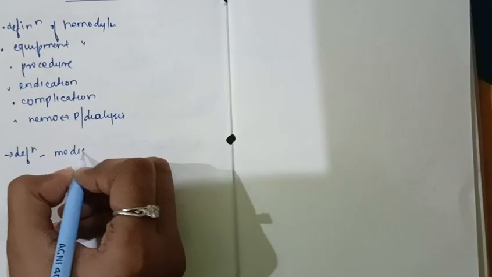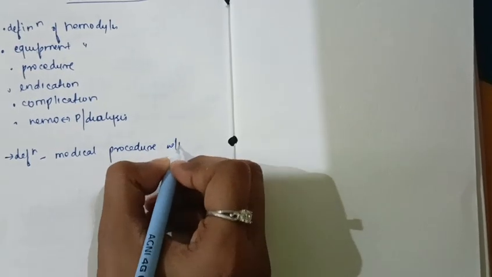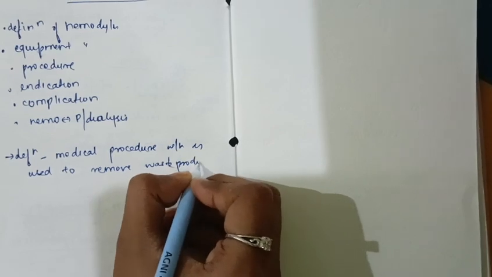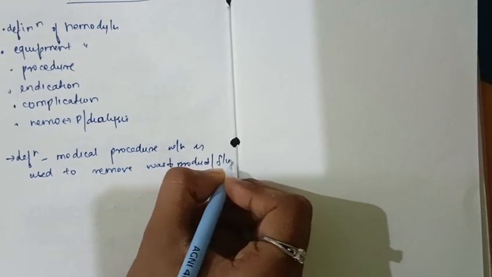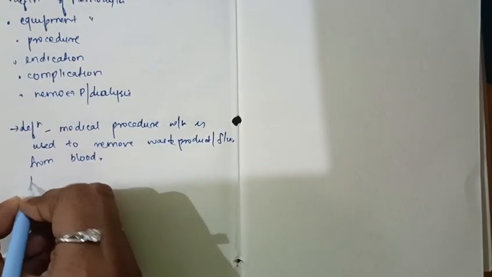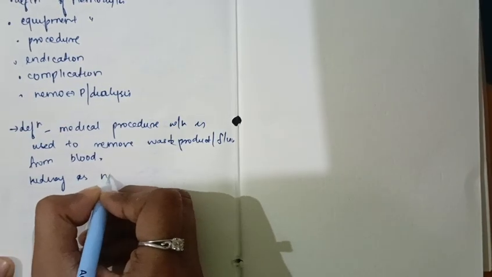So what's the definition? Hemodialysis is a medical procedure. What is it? It's a medical procedure which is used to remove waste products and fluids from blood. It is done when the kidney is not functioning anymore.